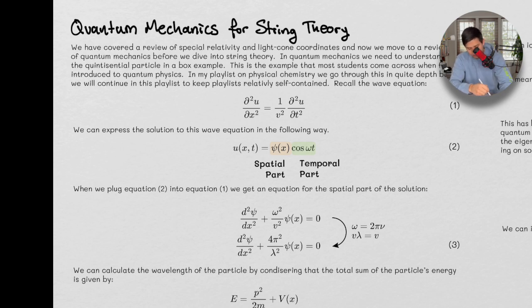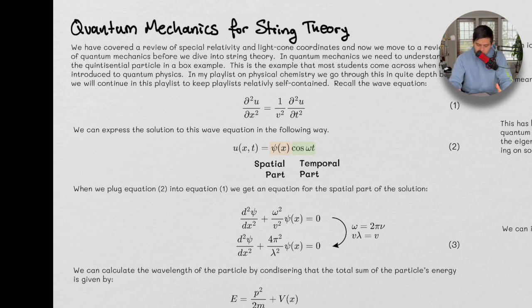All right, so we're talking about quantum mechanics for string theory today, and towards the end of this video, we're going to talk about how we can get compactified quantum dimensions, if you will. We're not going to really talk about Calabi-Yau manifolds or anything like that. We're just going to merely introduce the topic, and it'll come back up later. So we've covered a review on special relativity and light cone coordinates, and now we're going to move to a review of quantum mechanics before we dive into string theory.